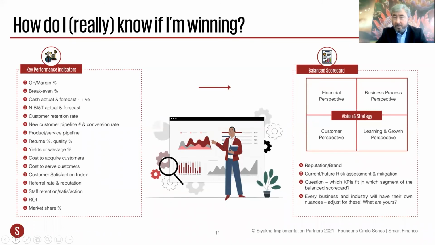And then also perhaps from a staff perspective, the learning and growth perspective: are your employees contributing? Are they able to contribute more? Are they satisfied? Are they motivated? All of these different aspects should be considered because they're the drivers that really lead to the outcome that gets measured in the profit and loss or in the balance sheet. So I've given some examples here of things that different businesses would probably look at. So GP and margin, break even.